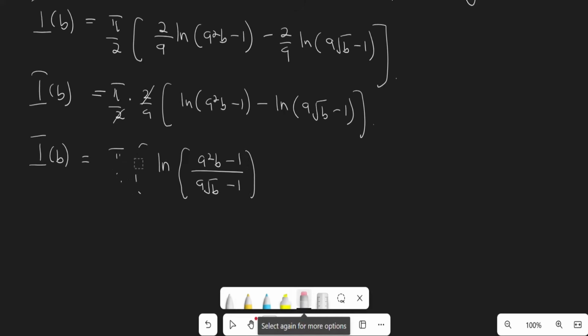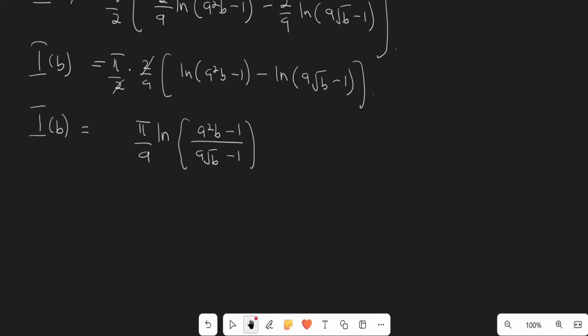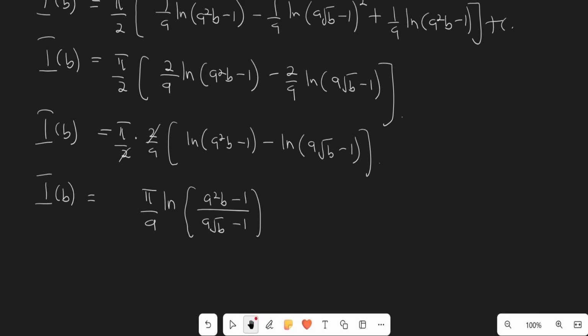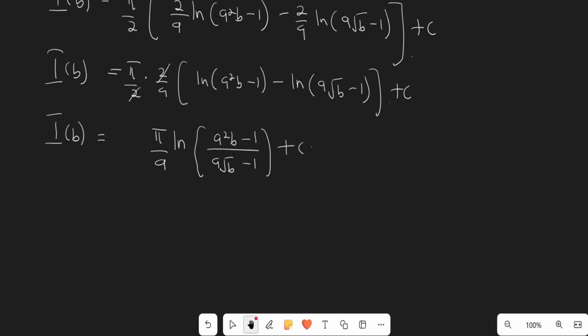I'm going to clean this one and just bring it closer. Okay, so this is pi over a, like this. So this is what we have all along. I forgot the constant, forgive me for that, plus the constant of integration.